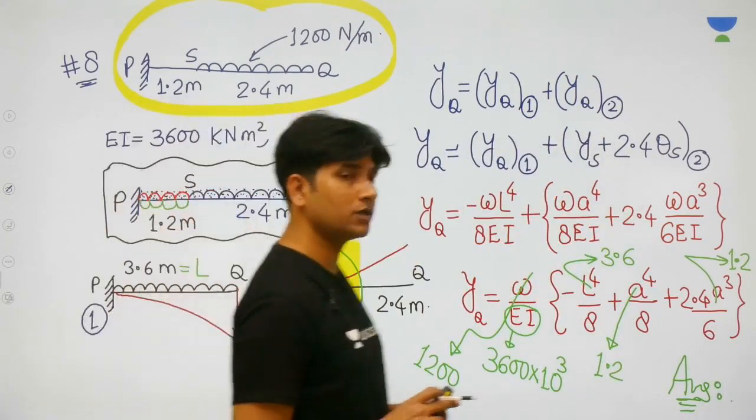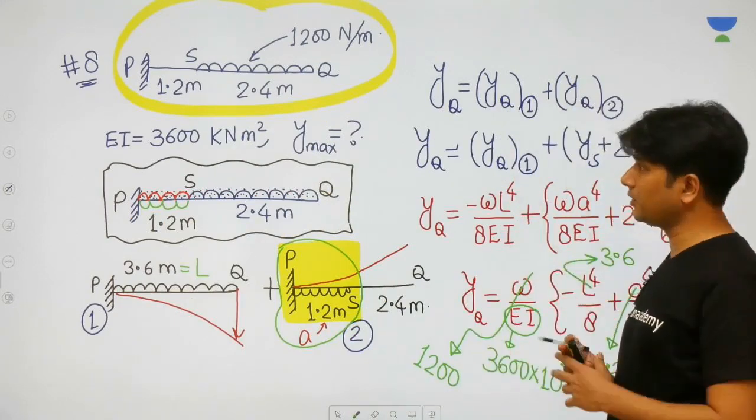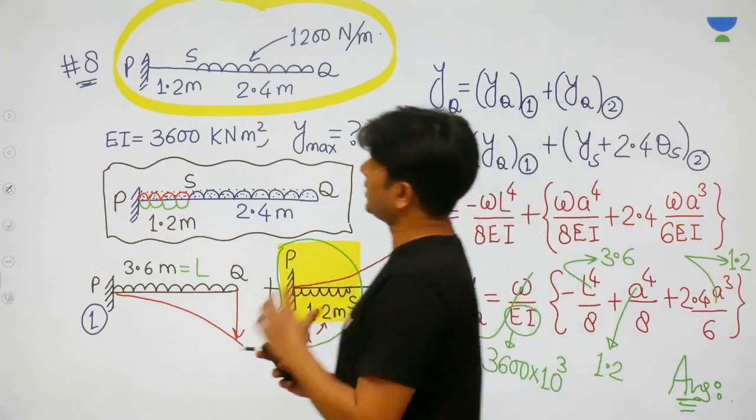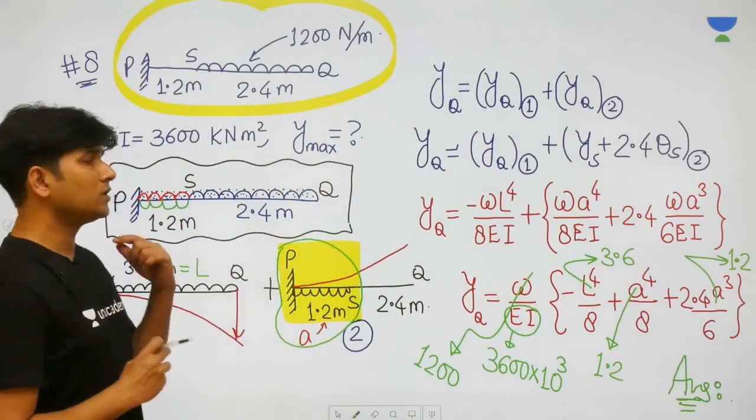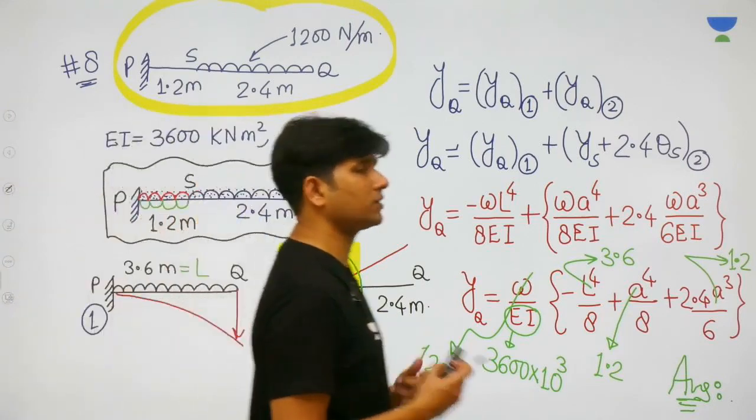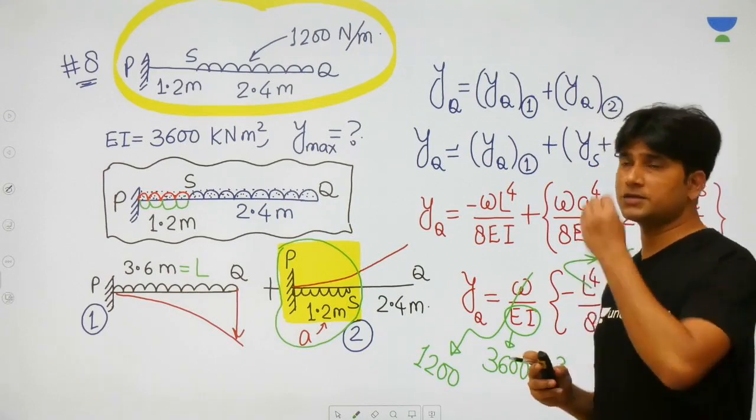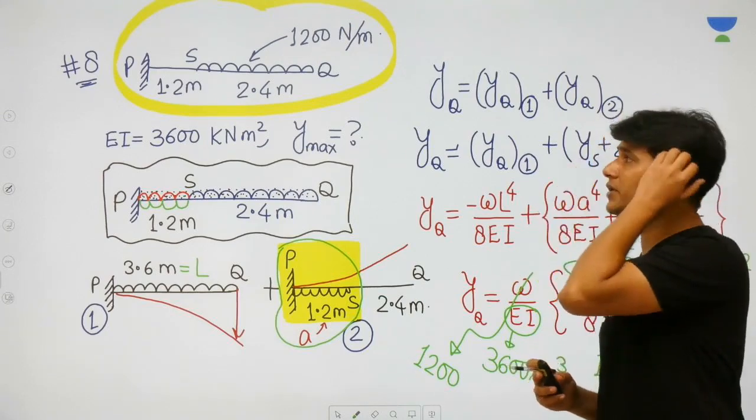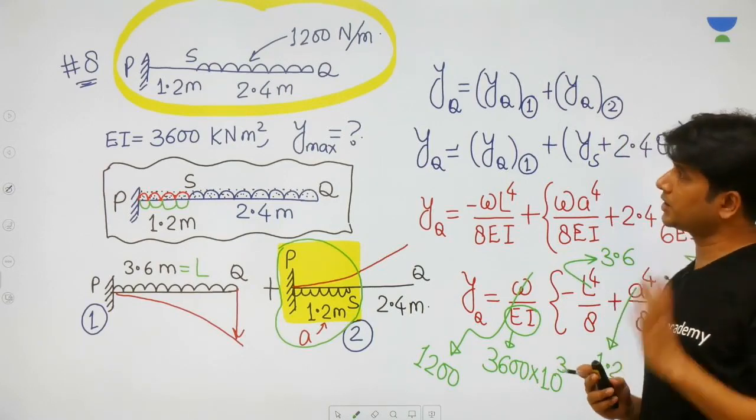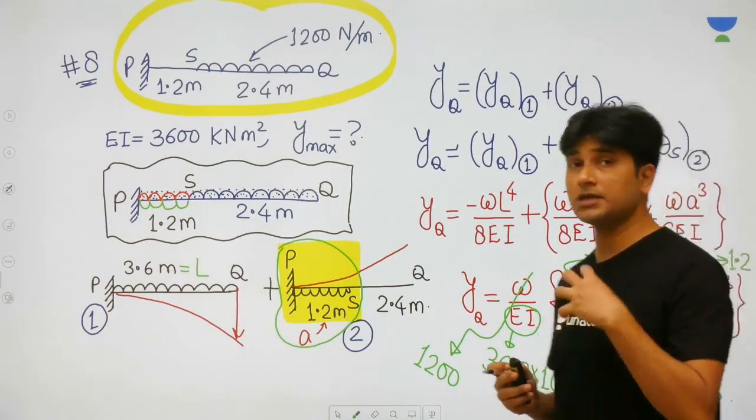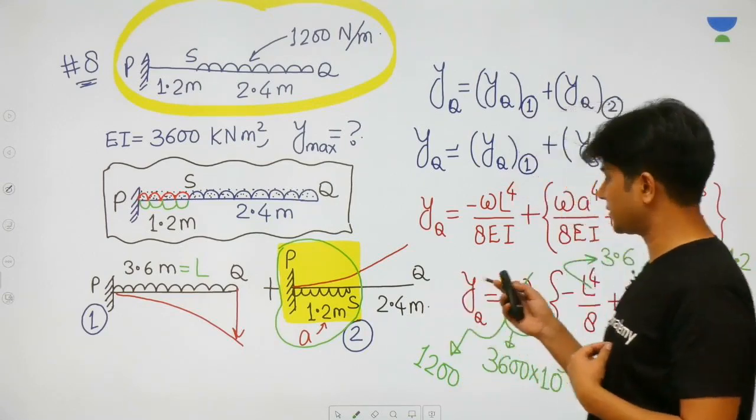I hope you understand. In part 1 of this series, I have taken another example, a UDL that is not acting up to the fixed support. So just go ahead and practice as many problems as you can as far as cantilever beams are concerned, because as I said, 70-80% of the times they have been asking cantilever and cantilever only. Why? Because in cantilever beams there are a lot of tricky questions that can be formulated.